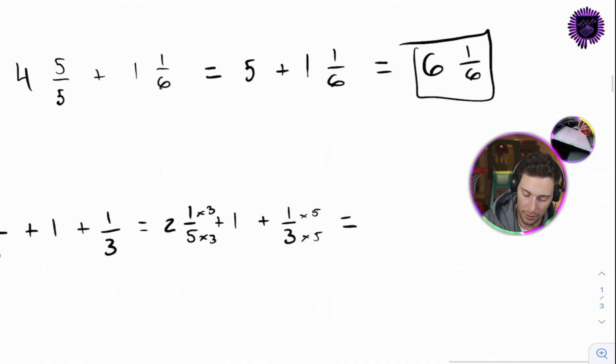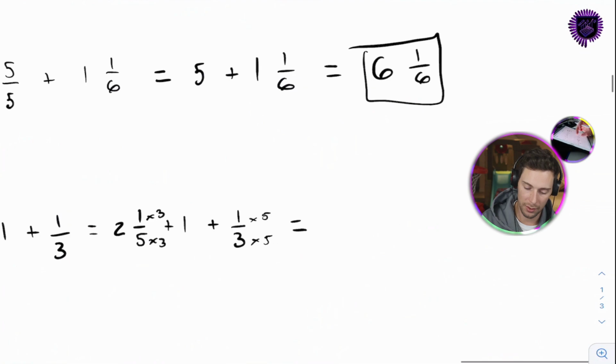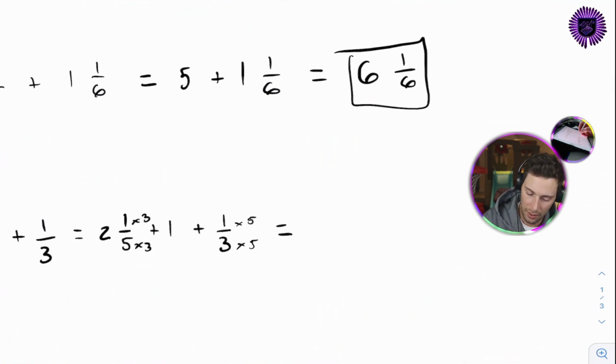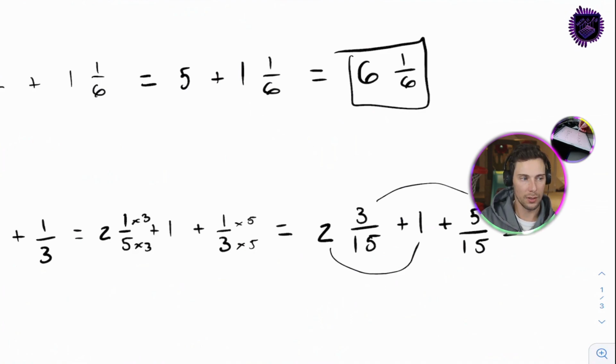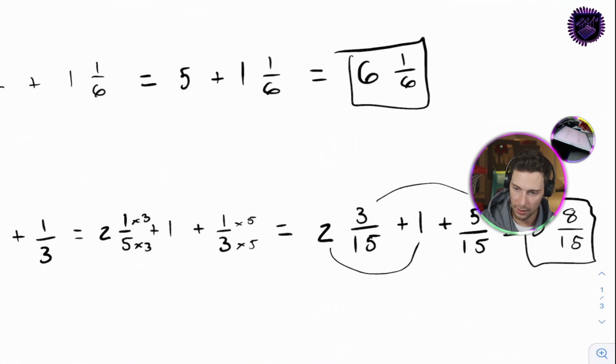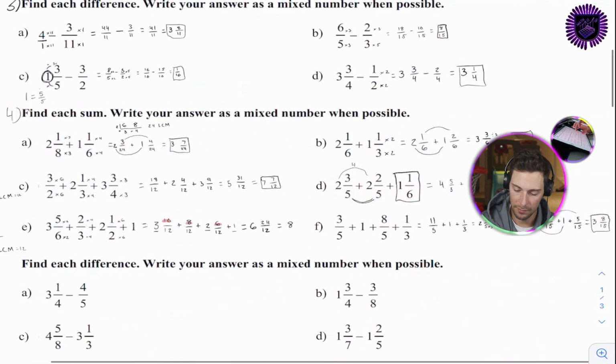And our last equivalent fraction statement with common denominators is going to be 2 and 3/15 plus 1 plus 1 plus 5 and 5/15. So we can add the whole numbers, add the tops, and then simplify if we have to. So it's going to equal 3 and 8/15. That's going to be our answer. Cannot simplify that any further.